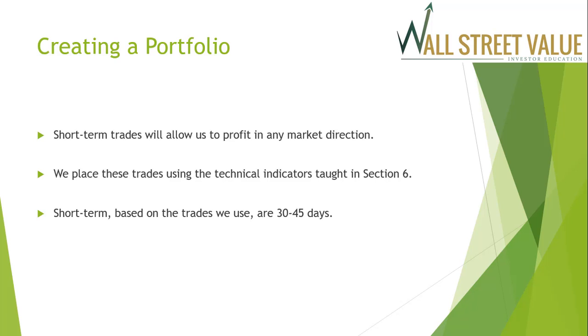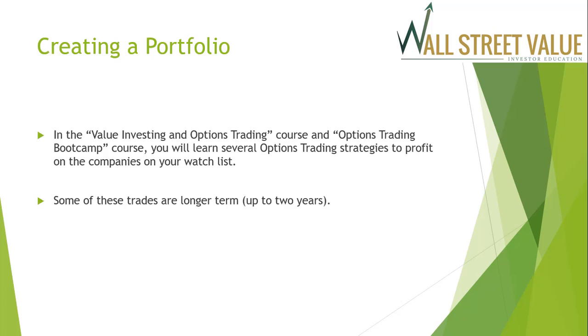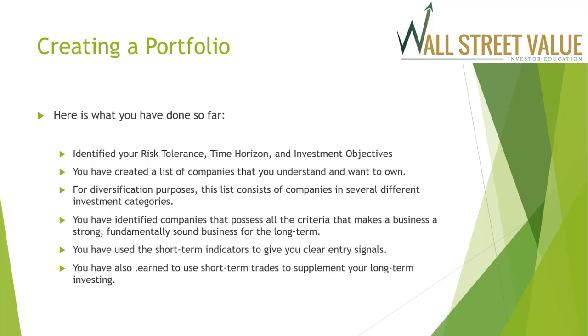Short-term trades will allow us to profit in any market direction. There's trades designed to profit if the market's flat, there's trades designed to profit if the market's going down, and of course there's trades to profit if the market's going up. We place these trades using the technical indicators taught in section 6. Short-term trades, based on the trades that we use, are 30 to 45 days. And in the next course, we're going to teach you some other more advanced trades. And some of these are longer term, up to 2 years.